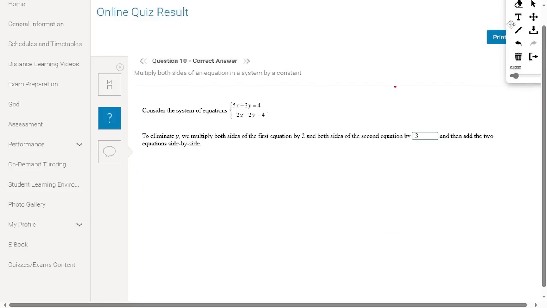Okay? Consider the system of the equations 5x plus 3y equal to 4, minus 2x minus 2y equal to 4. To eliminate y, so we need to eliminate y. Here we have 3y and the second equation minus 2y. So we need to make the coefficient same to eliminate y when we do the addition. So here, first equation will multiply by 2 to get 6y. And the second equation will multiply by 3 to get 6y also.